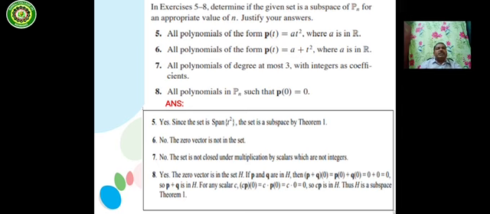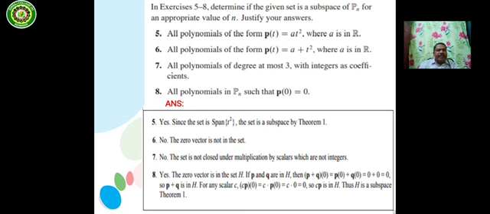So here some problems are there. Determine if the given set is a subspace of Pn for appropriate values of n, justify your answers. So all the polynomials of the form p of t equal to at square. So here the elements of H are of the form a into t square. So it is a second degree polynomial set.